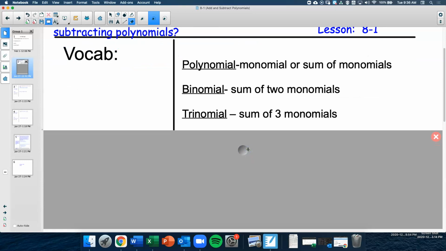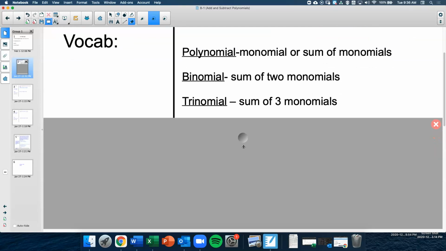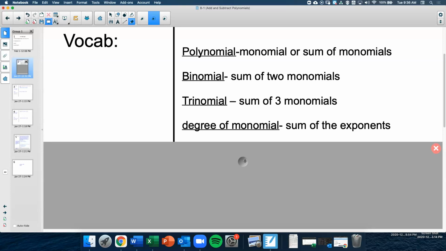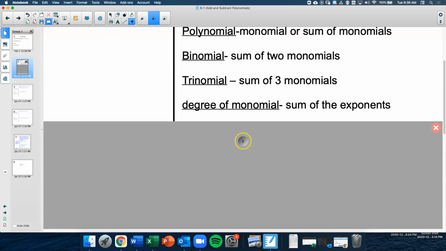Trinomial is a sum of three monomials. So a common one would be like 3x squared plus 2x plus 8. So it's just starting with squared, x, constant. The degree of a monomial is the sum of the exponents. So if it's like 7x squared times x cubed, that would be a degree of 5. So that's just the degree of a monomial.